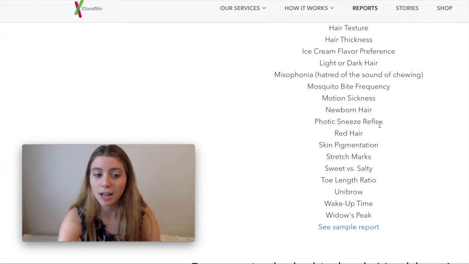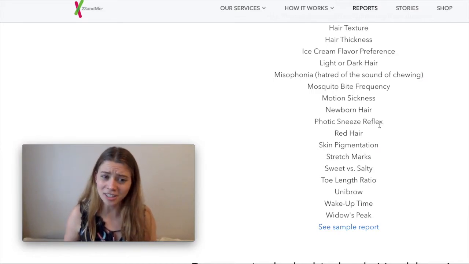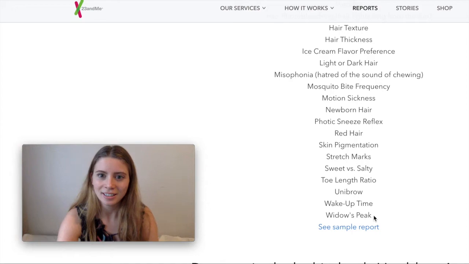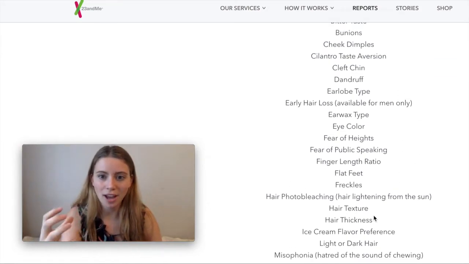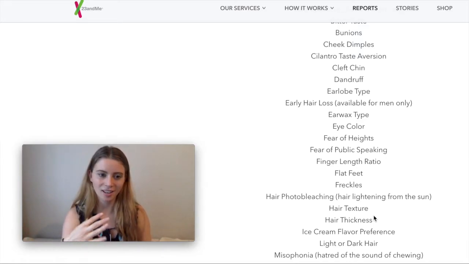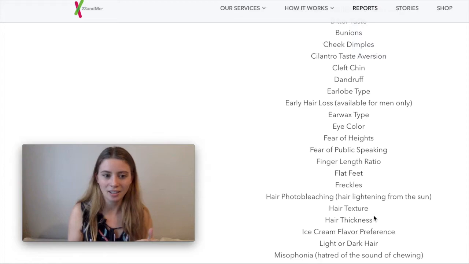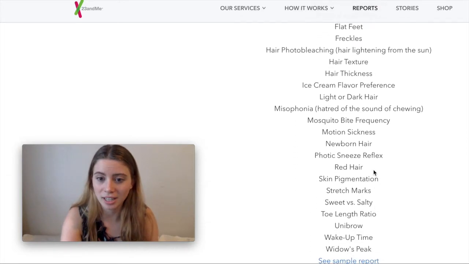Photic sneeze reflex, so that's if you see light and you sneeze. No, sorry, not happening right now. It does happen sometimes for me though. So some pretty interesting stuff to look into. Most of that you might already know about yourself, but it's kind of cool to see that your DNA can actually help a stranger tell all of these things about you.